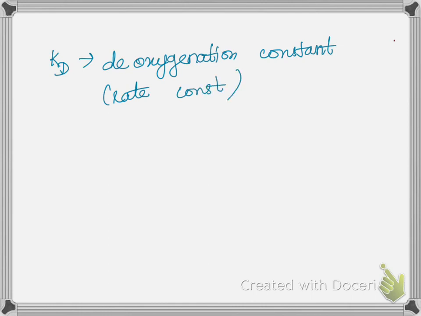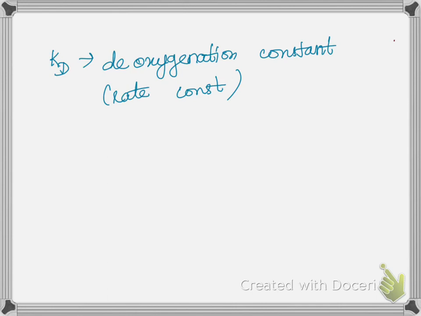Okay, so deoxygenation constant. Deoxygenation means how much oxygen has been removed from a substance, or the value of oxygen will be declining. That is called your deoxygenation.